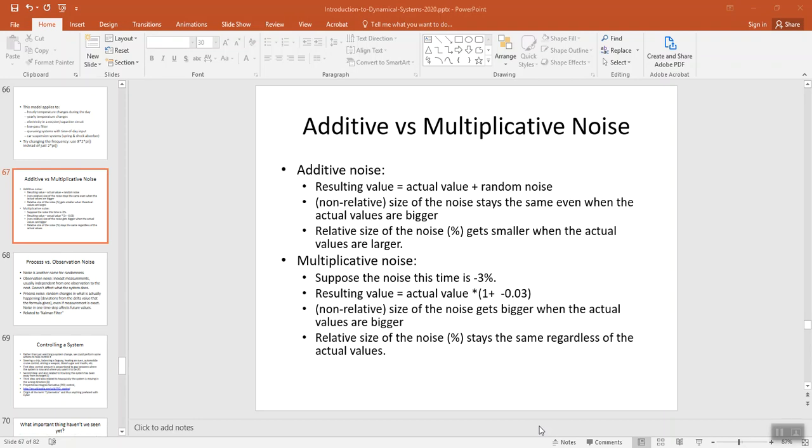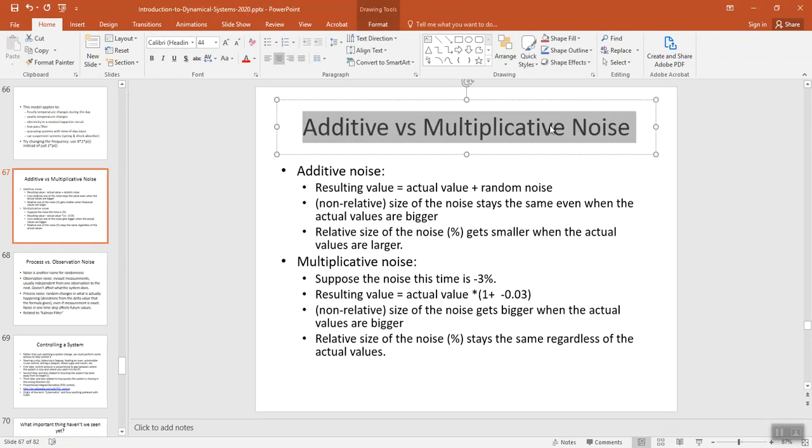So far we've been looking at dynamical systems where they behave exactly as we expect. We have a delta formula and then that determines the new value, but we all know life isn't really like that. So we're going to talk about ways in which we see noise in the system. One first distinction: is the noise additive or multiplicative?